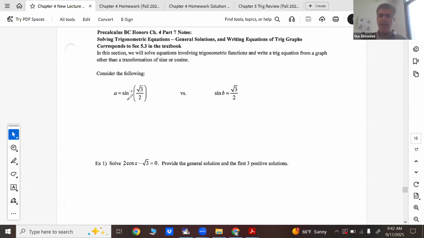If you told me a equals the inverse sine of root 3 over 2, well, I know the answer has to be just pi over 3, or 60 degrees. Remember, it's just one output.